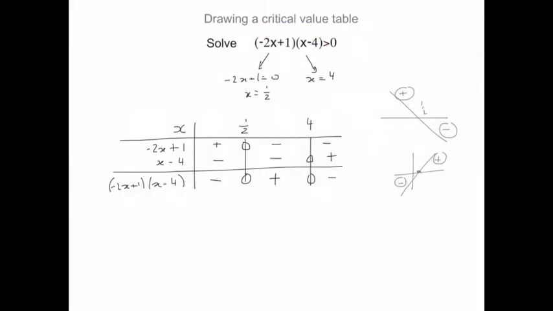Remember, we want the product to be strictly positive, so it's right there that we're looking for the values of x. So you can write that 1/2 has to be less than x, which has to be less than 4.